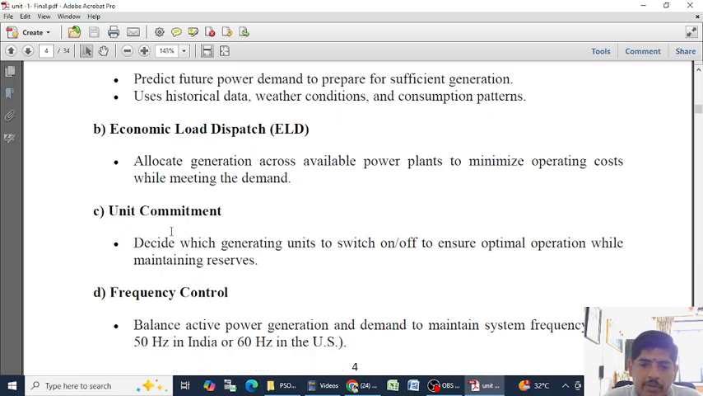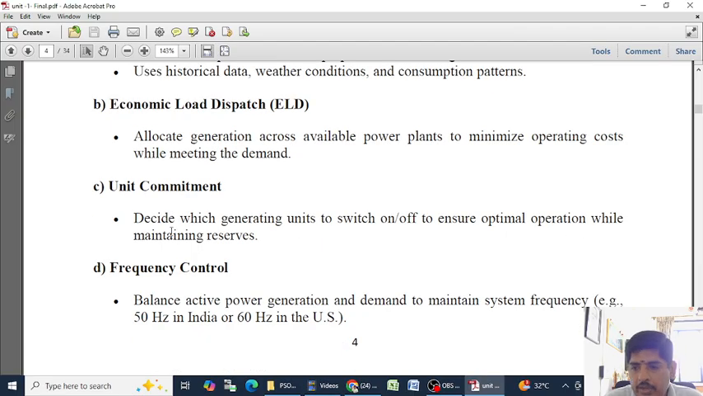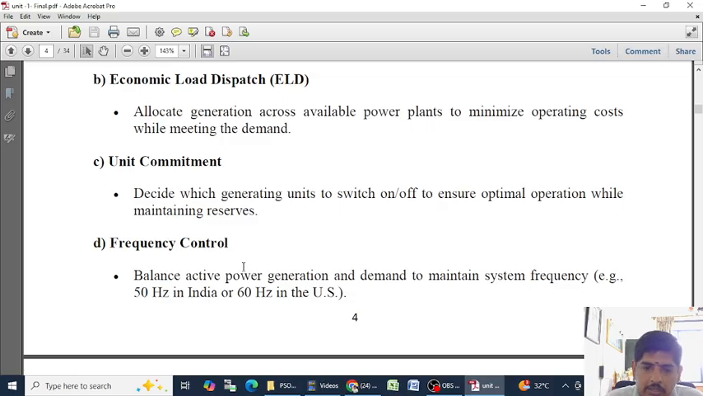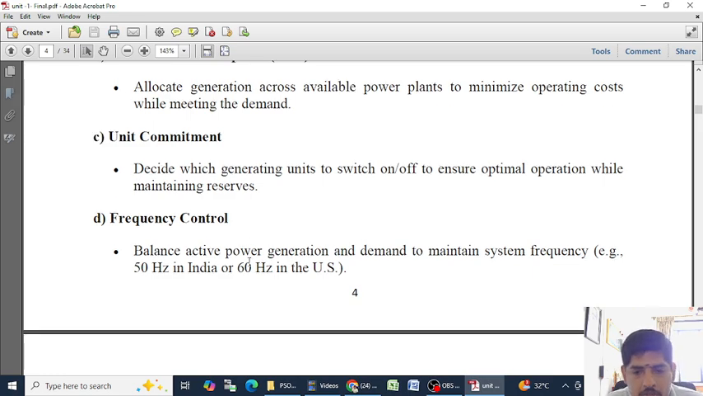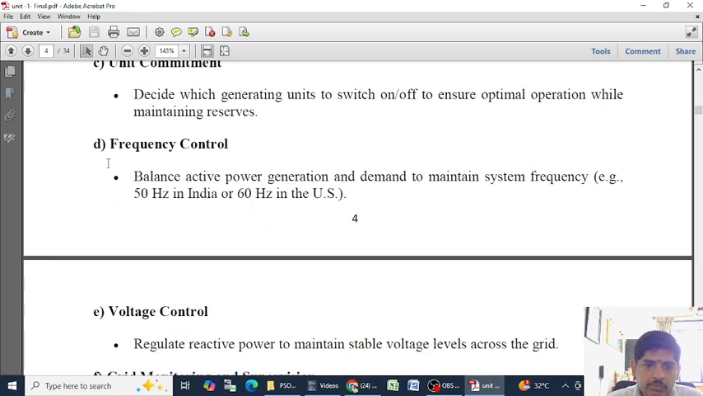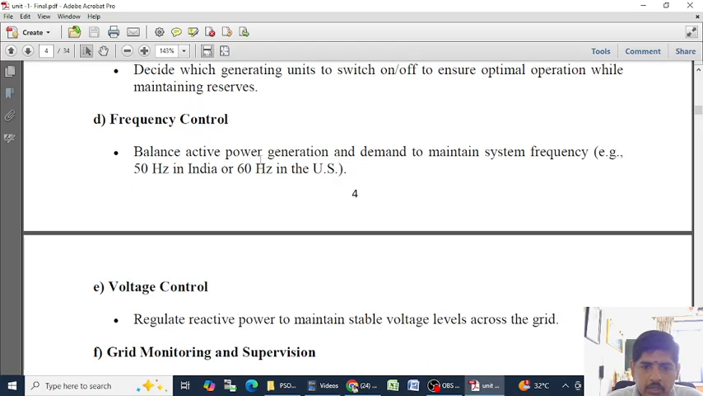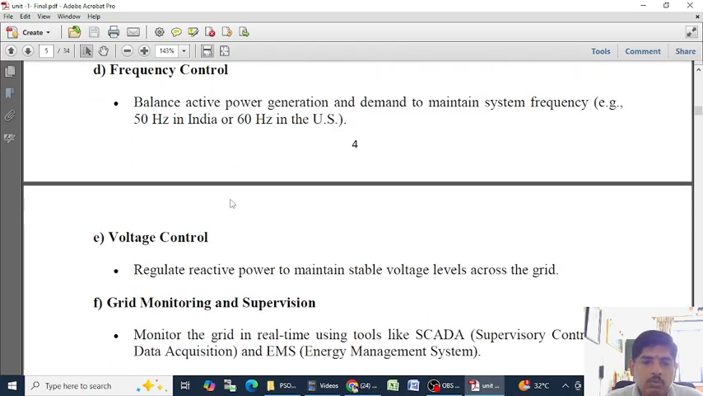Then frequency control means I have to maintain the frequency; in India it is 50 Hz, and a tolerance of plus or minus 3% is acceptable. Similarly, in the US they maintain 60 Hz. This is frequency control, the fourth function. The fifth one is voltage control, which we already discussed. I have to maintain the voltage within the tolerance value. These are the main functions of power system operation and control.